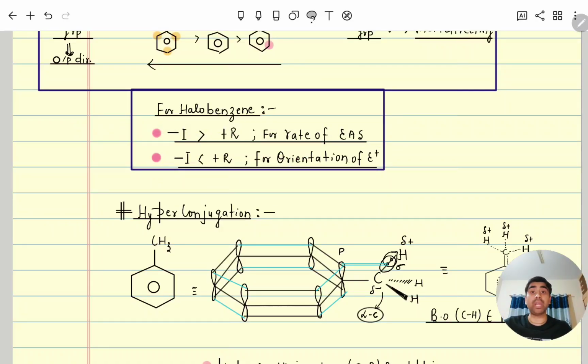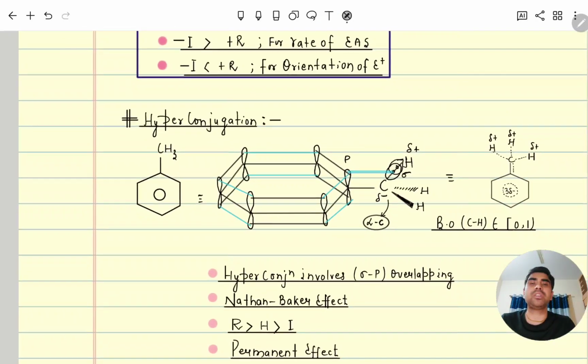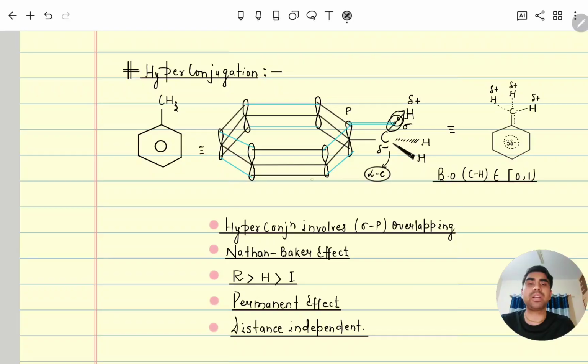Orientation of the electrophile means where to add the electrophile. While adding an electrophile in a conjugated benzene system, we always decide by plus R, whereas for rate we decide by overall electron density. Minus I is actually greater, but for the product we consider the pi electrons, so R is the deciding factor. Clear? So for rate, minus I is greater than plus R, and for orientation or product formation, plus R is greater than minus I. Next, after the resonance effect, now we will understand hyperconjugation.